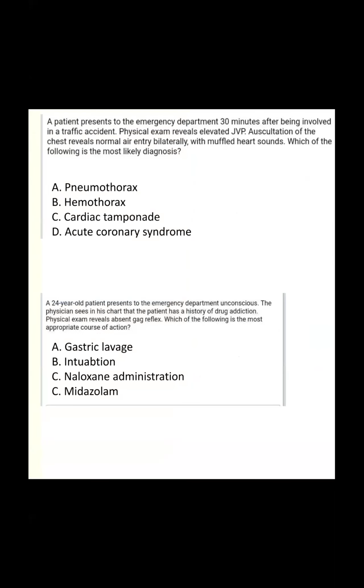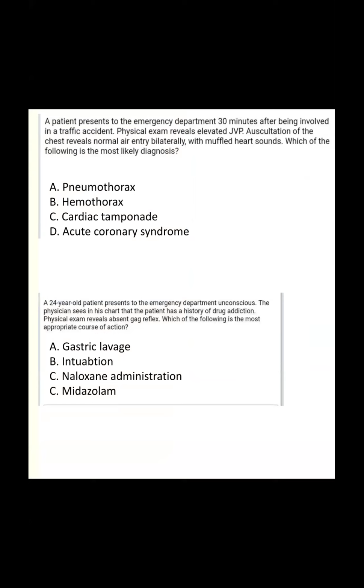Okay, this question will be discussed with me, Dr. Ifada. First question. A patient presents to the emergency department 30 minutes after being involved in a traffic accident. Physical exam reveals elevated JVP. Auscultation of the chest reveals normal air entry bilaterally with muffled heart sounds. Which of the following is the most likely diagnosis? A. Pneumothorax. B. Hemothorax. C. Cardiac tamponade. D. Acute coronary syndrome.